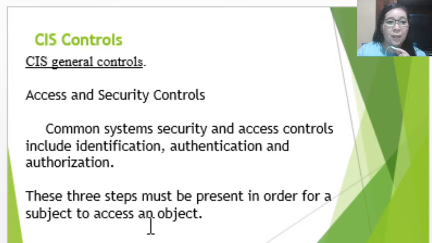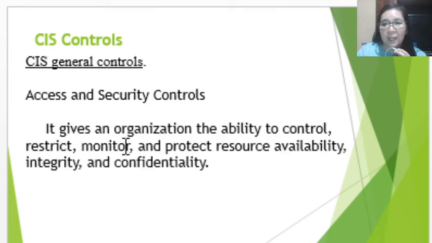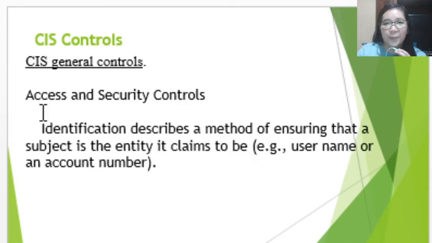So these three steps must be present so that a subject accessing an object is made sure to be authorized and to have properly undergone a correct process. That's the purpose of these three security and access controls. So first is the identification. So meaning this describes a method of ensuring that the subject is the entity it claims to be. Identification, its identity, for example, username or an account number.